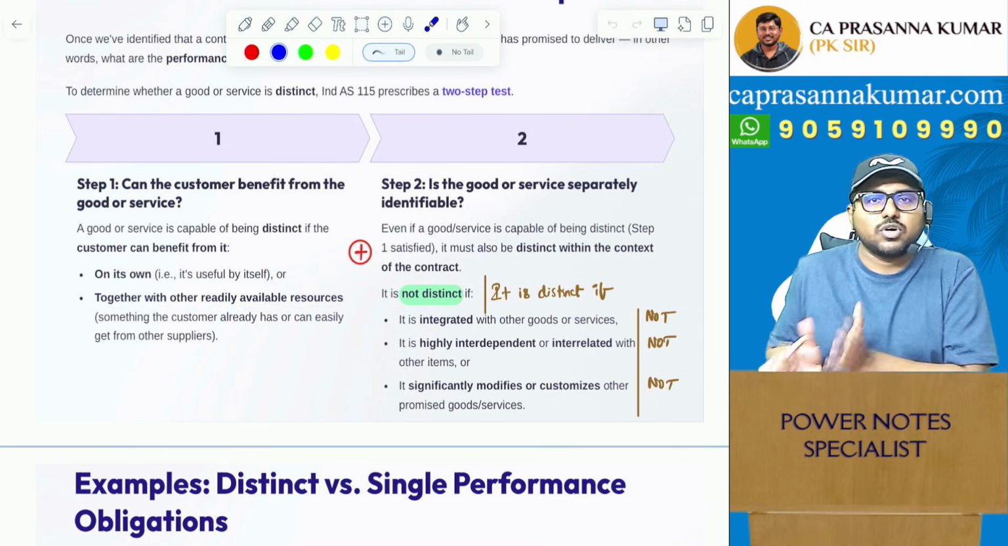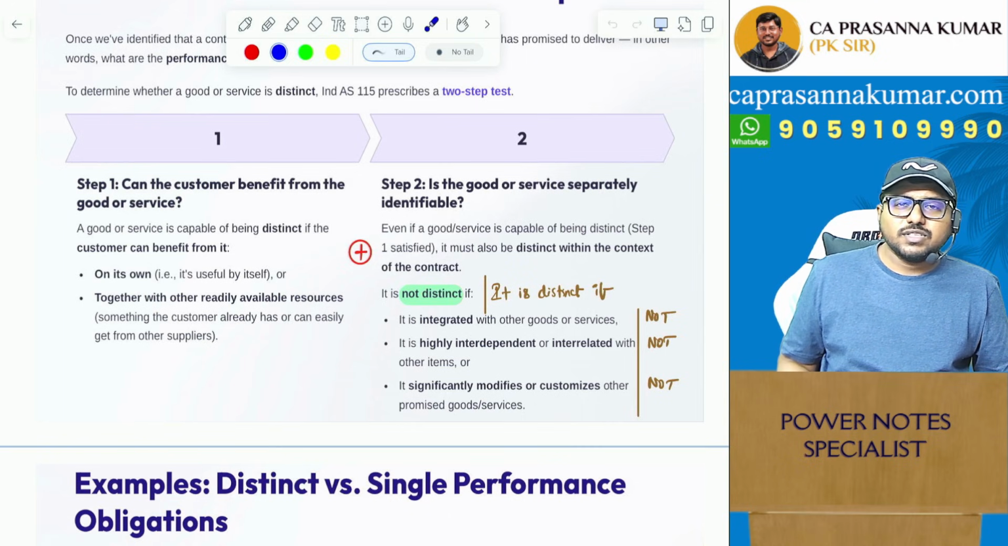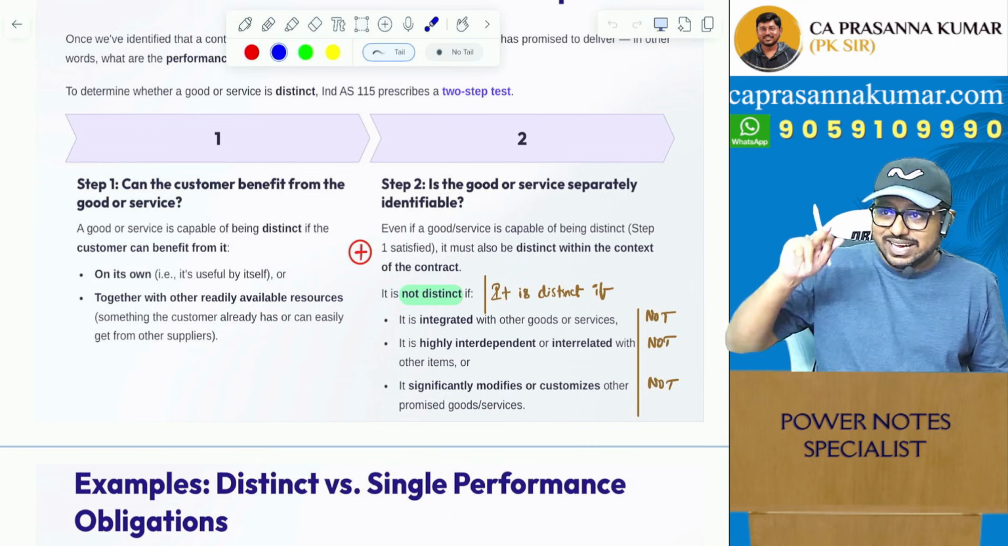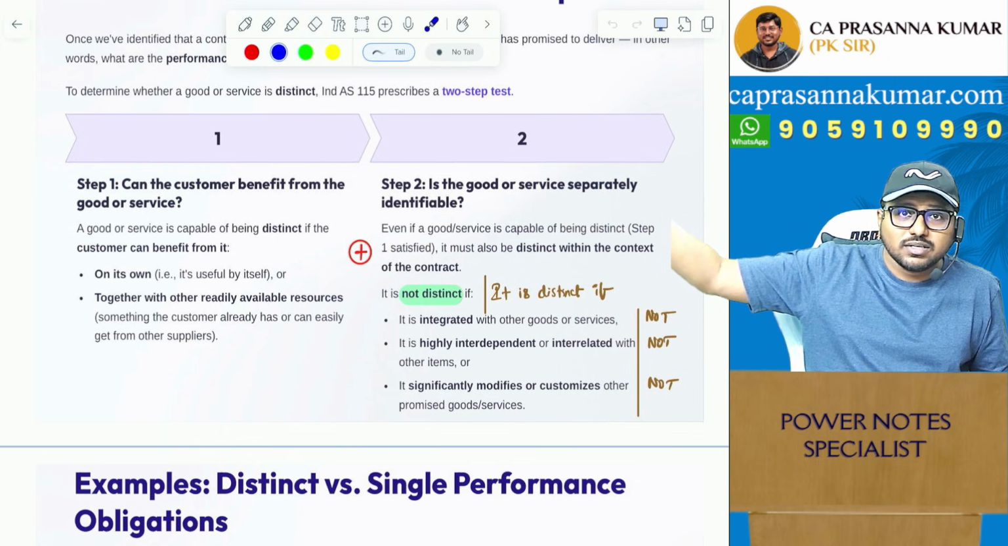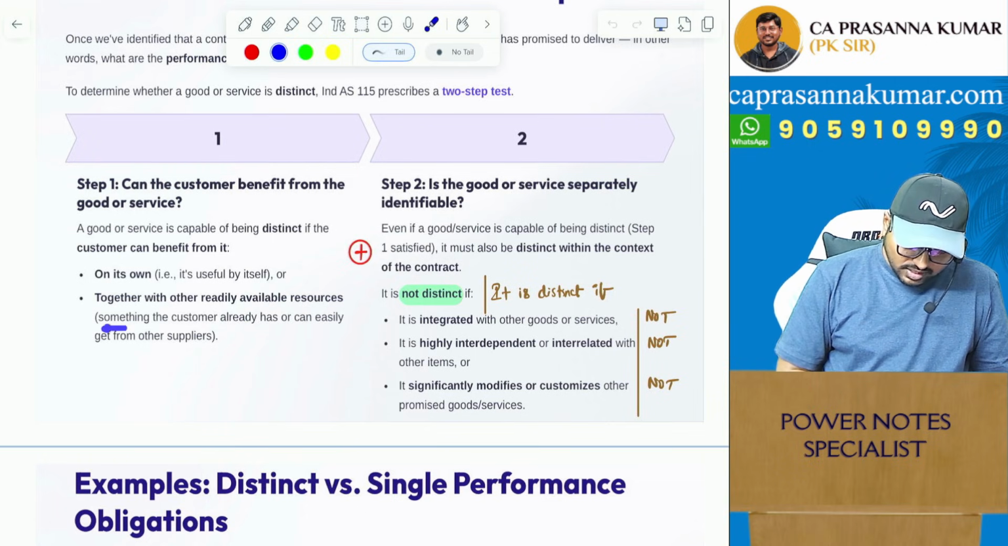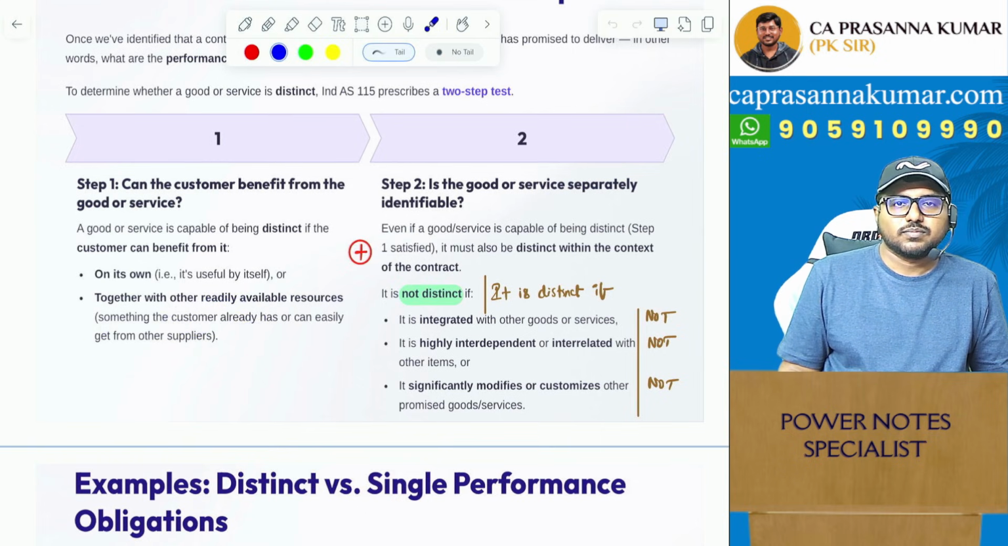Customer already has got a charger. Now, if you say, sir, no, the customer does not have it, then can I say it is not a distinct good? No. Can he buy that separately from outside? Yes, sir, he can order from Amazon. That is also covered: something that the customer already has or can easily get from other suppliers.